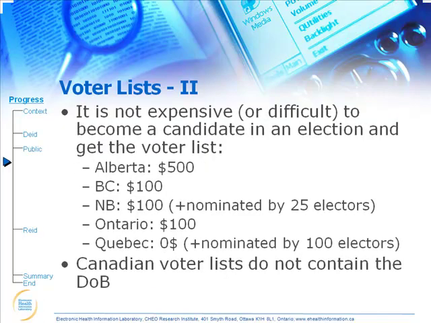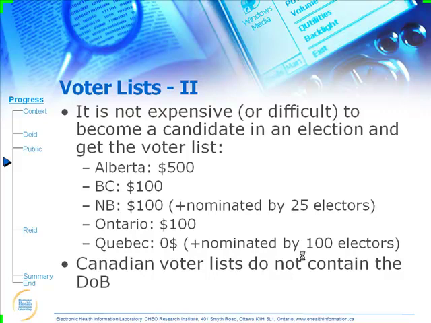The other way to go around getting voter lists, of course, is to be a candidate in an election. So in Alberta, for a provincial election, it only costs $500, and of course if you're a candidate, you do get voter lists for the riding that you're running in. So it's not expensive, and this would be another way if you really want to get voter lists. But again, it's still not legal to use them for other purposes.